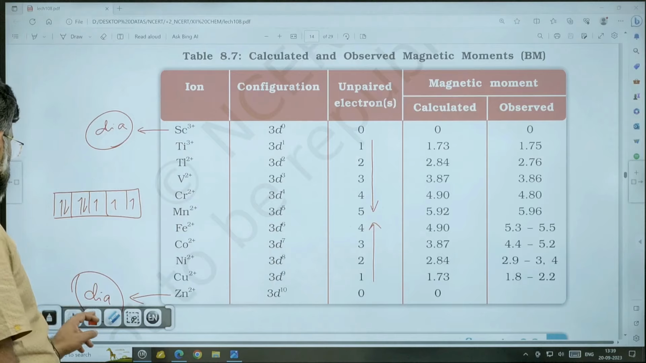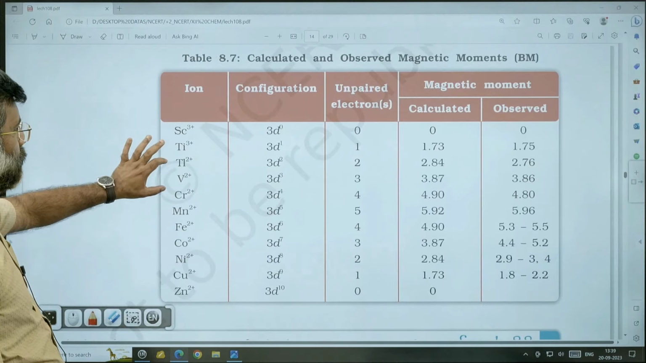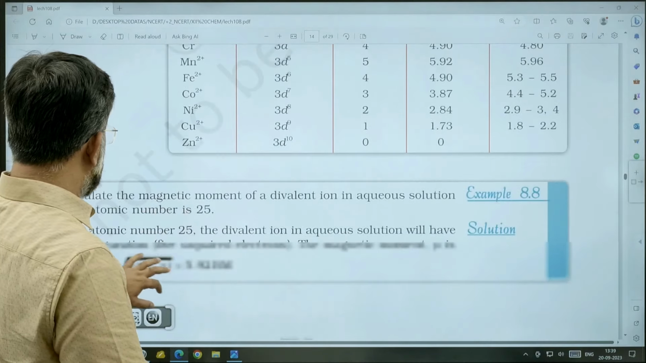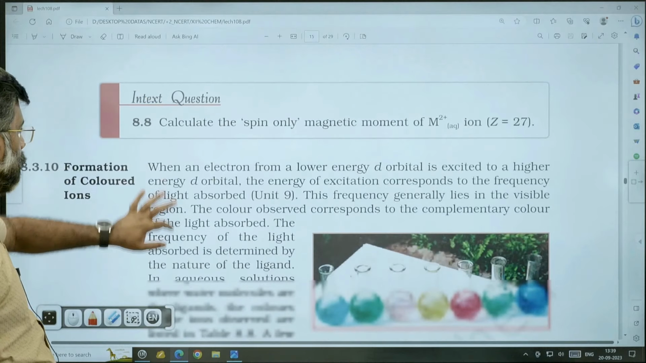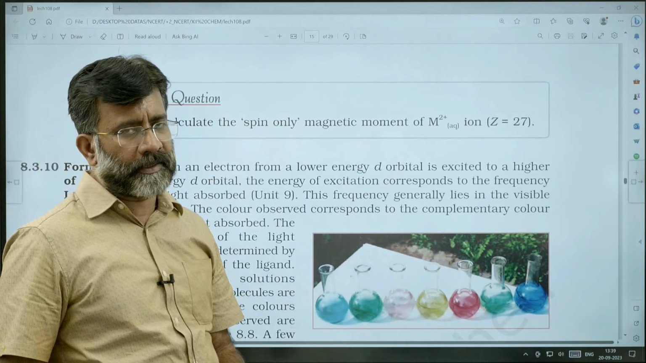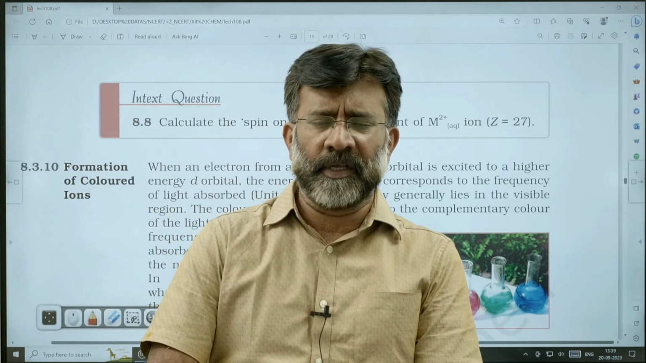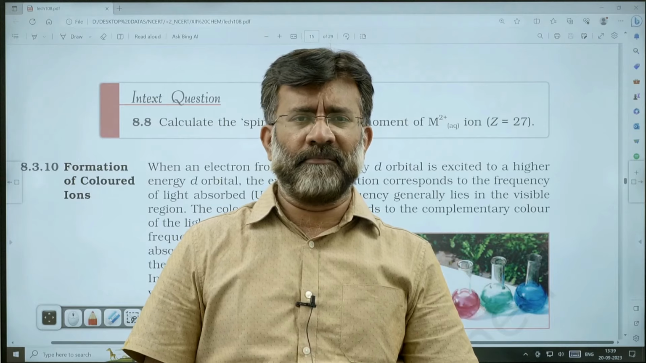That is an important property concerned with the atomic and physicochemical properties of the transition elements. You can do the in-text exercise questions based on this, as it is a very important point in the transition metals.